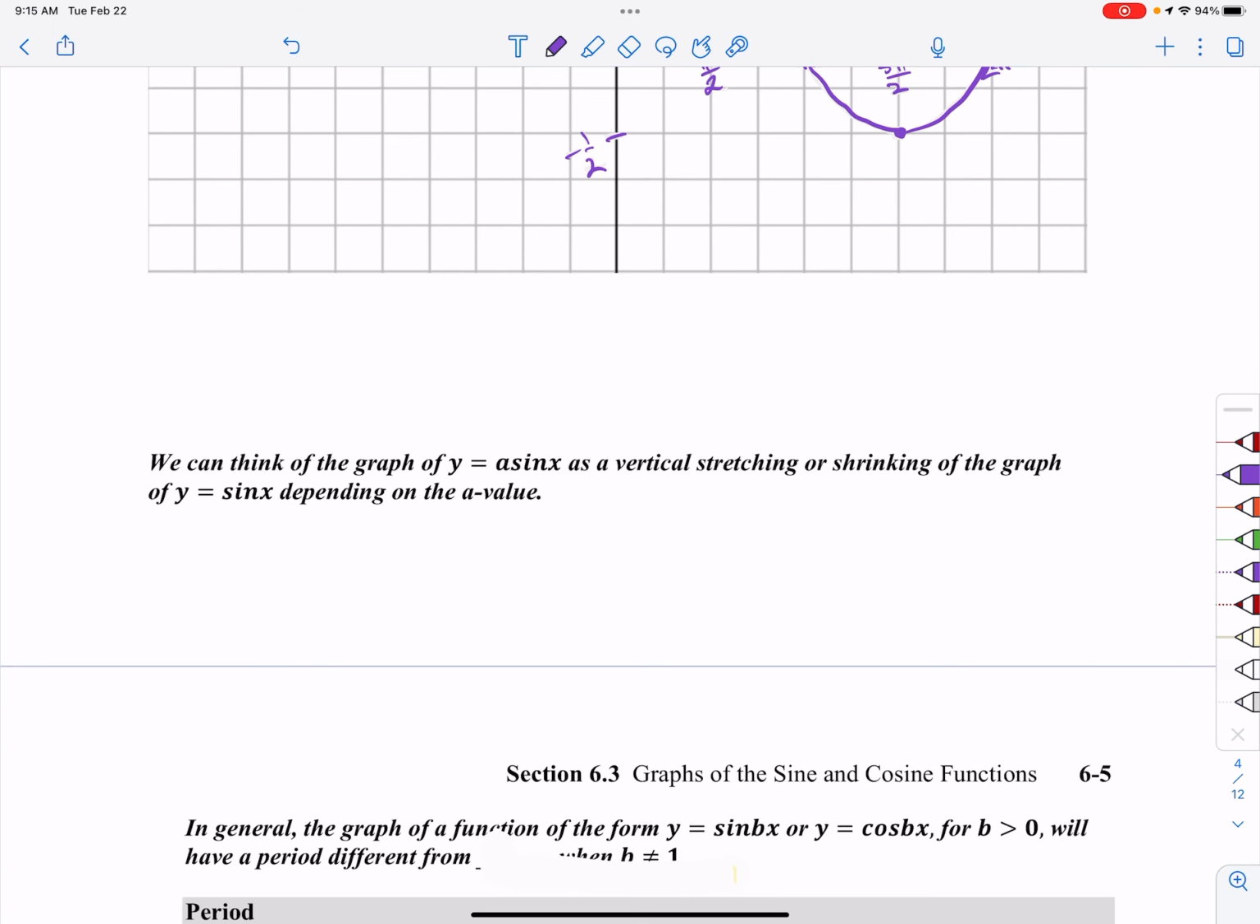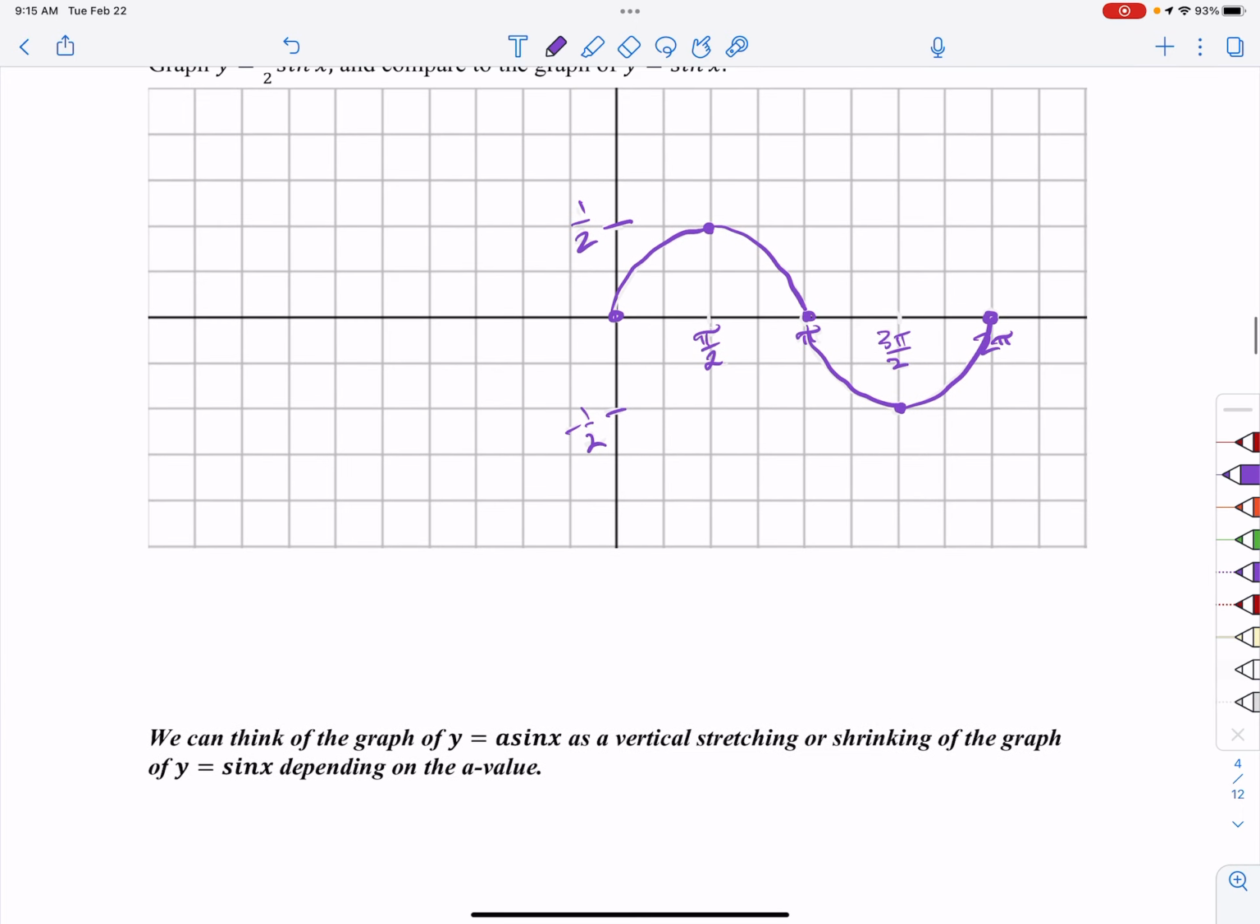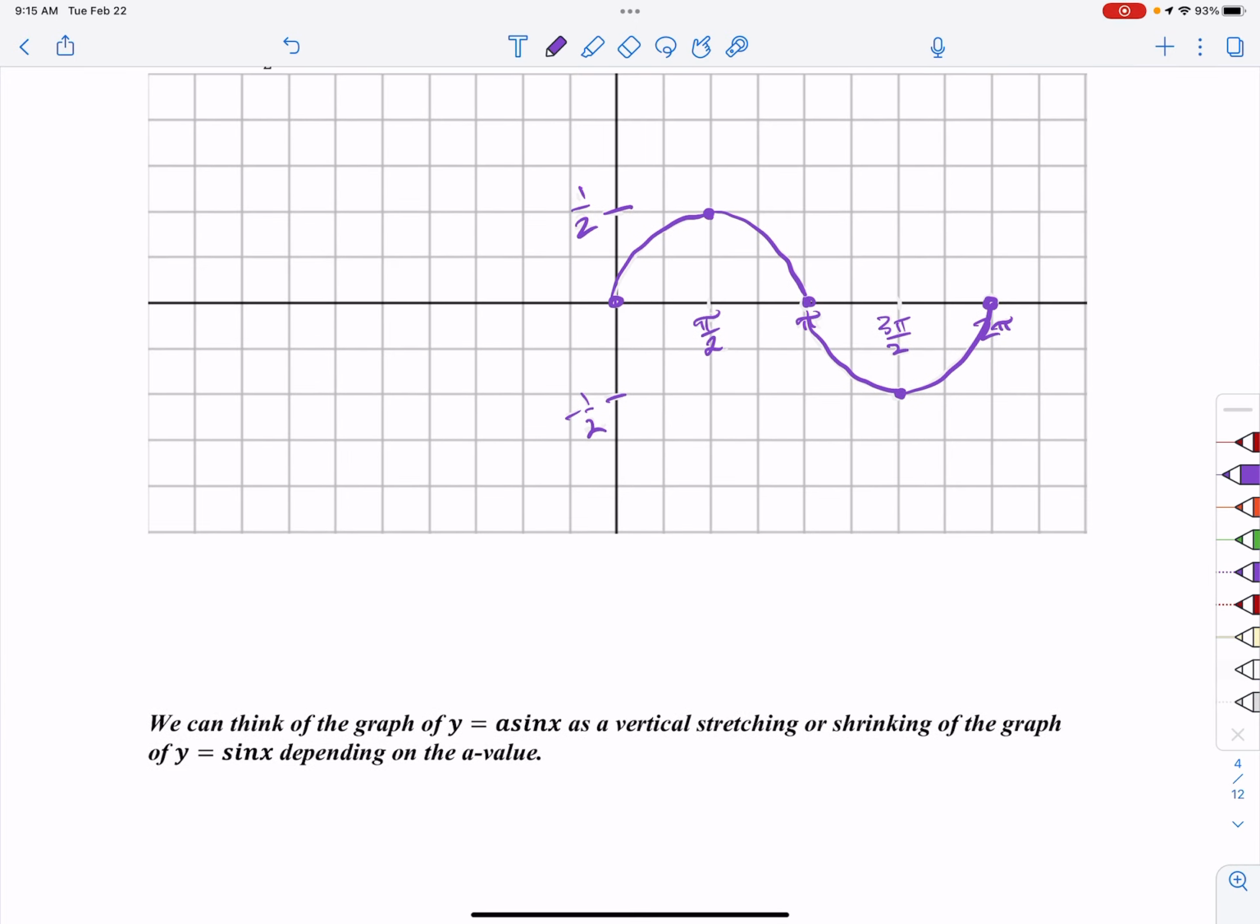Now, we can think of this graph as a vertical stretch or a vertical shrink, thinking about what we did back in previous math courses when we were translating or transforming the parent graph. So in this particular one, it's going half as high as the parent does.